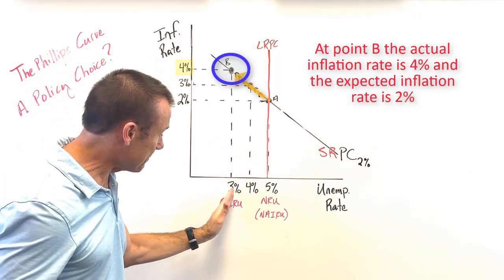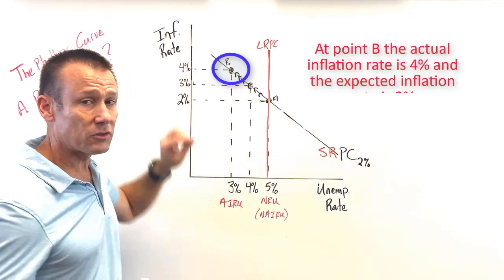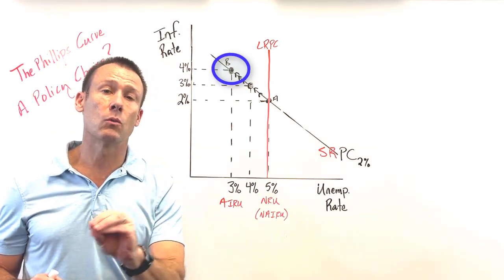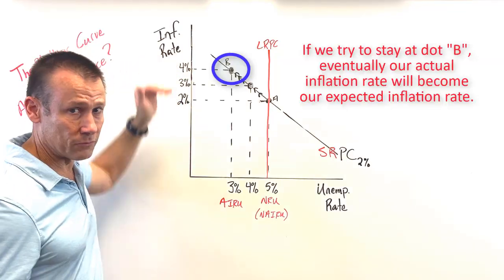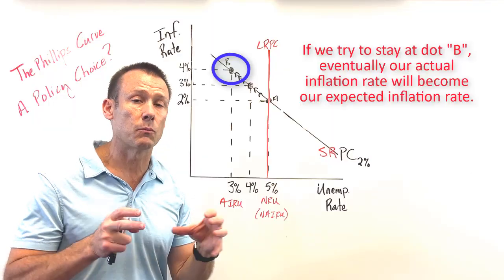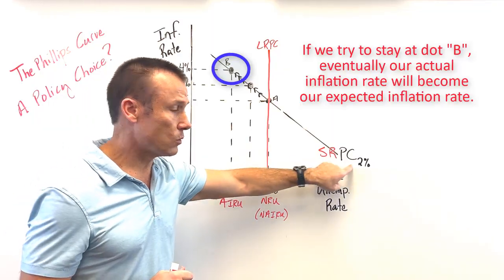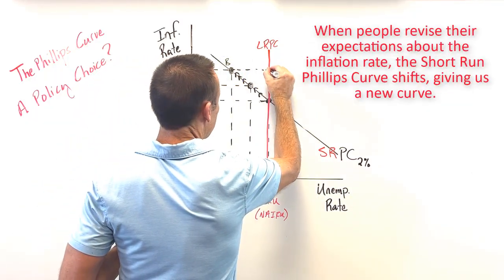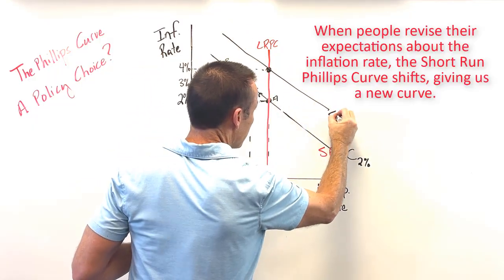And if we try to keep ourselves right here at this 3% unemployment rate, eventually what we are experiencing will become what we expect. What are we experiencing? The actual inflation rate. Eventually that will become what we expect. And the moment it becomes what we expect, we get a new SRPC. So I gotta draw this right to there. Okay, bring my SRPC through.